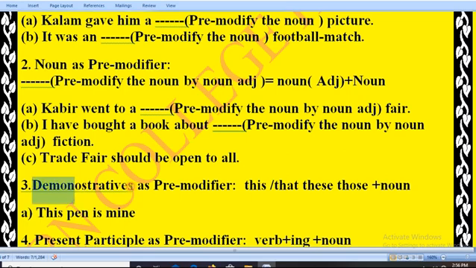Okay, number 3. Look, in question number 3, in 3 steps I see demonstrative as pre-modifier. Here demonstrative pronoun, we already got it.